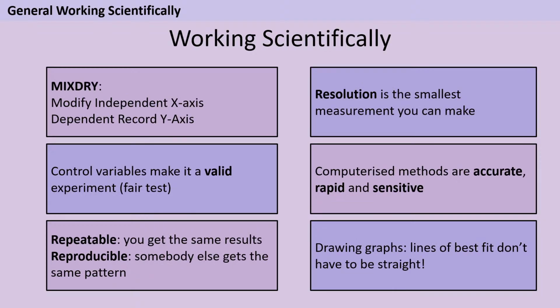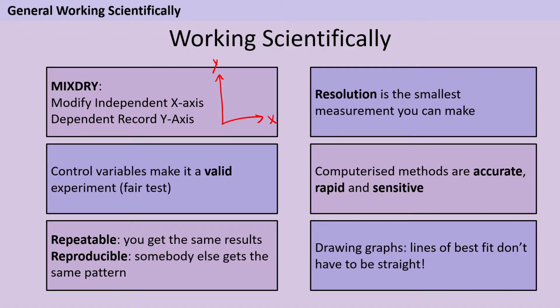We mentioned variables. So you modify the independent variable, that's the thing you're changing, and it goes on the x-axis, and your dependent variable is the one that you record on your y-axis. Remember, if they ask you to label x and y, they don't mean write the letters x and y, they mean say what that variable is. So put time on the x-axis or activity on the y-axis.